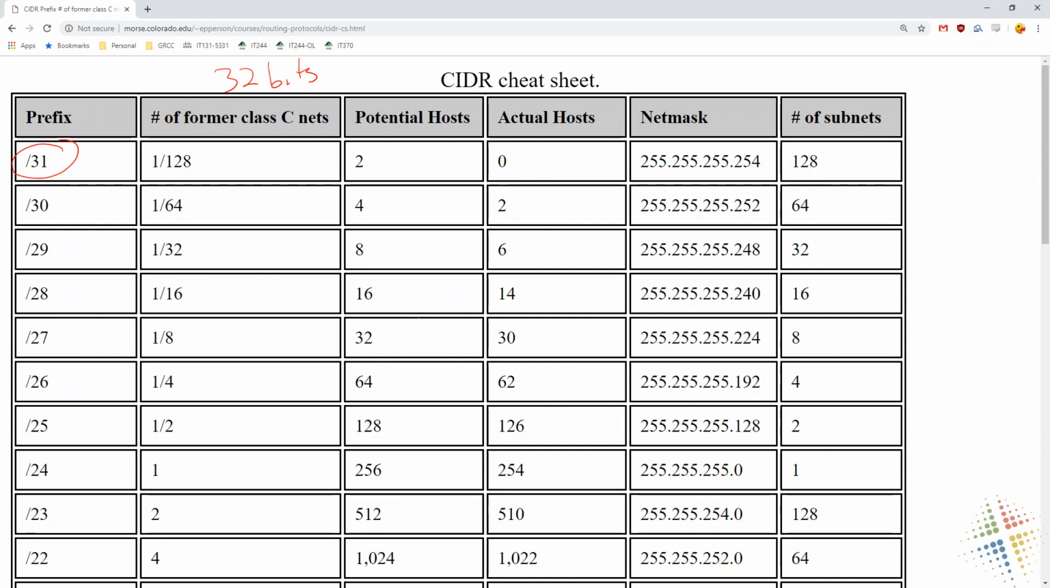In case that doesn't make sense, I have 32 total bits. If I put a /31, then that means 31 of them are assigned to the network and only one is assigned to my hosts.